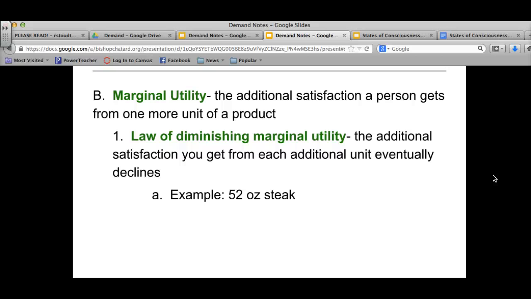Okay, so here's my example, guys. One of the other things that leads to our demand is marginal utility. And Sam mentioned utility as far as determining your demand for things. Remember we talked about utility from chapter 1, that utility is the satisfaction a person gets from a particular product. Here we're talking about marginal utility. Do you remember when we talked about marginal benefit and marginal cost? What does marginal mean?